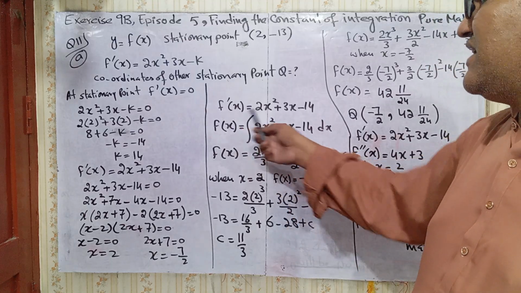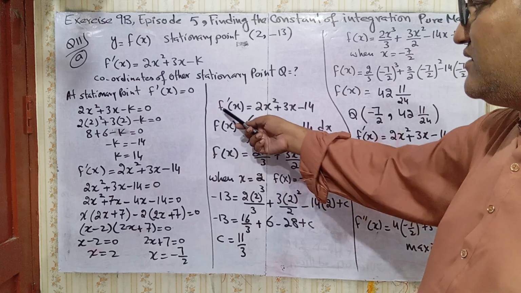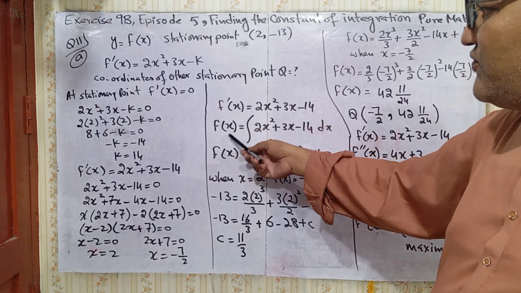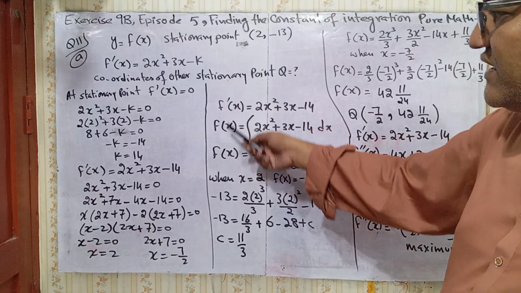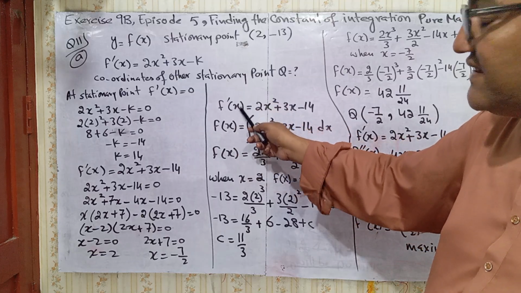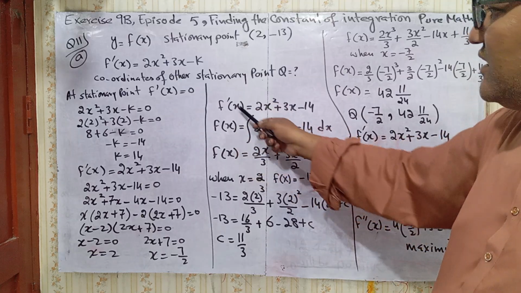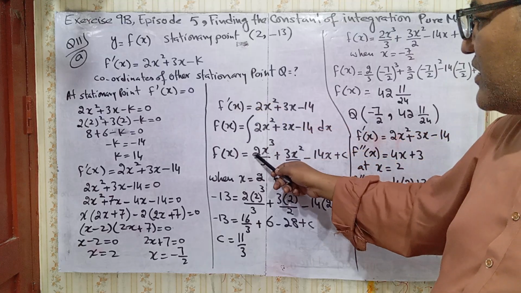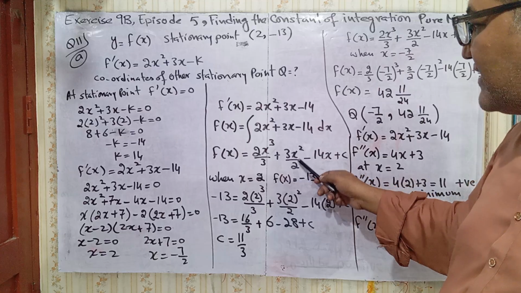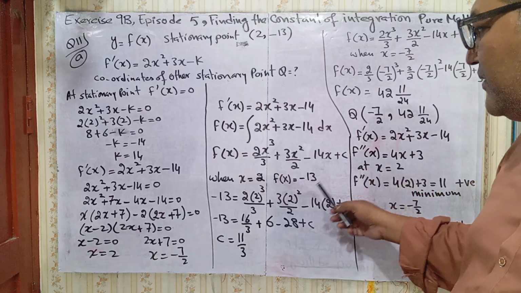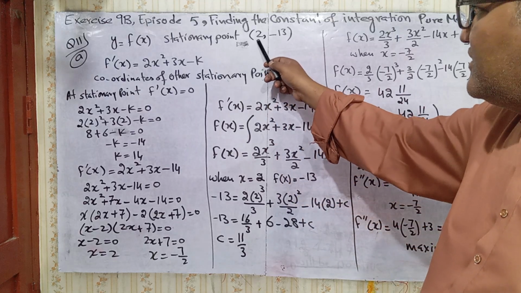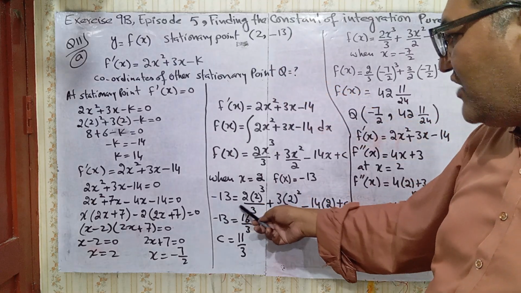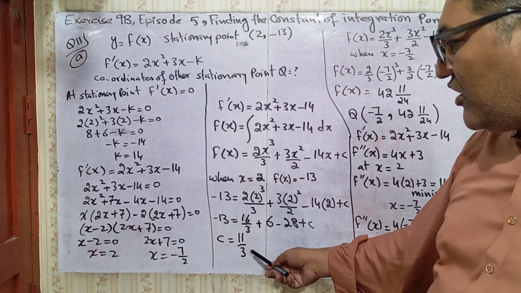Then I integrated this, f dash of x, the derivative is 2x squared plus 3x minus 14. So when you integrate this derivative, you get f of x. This is the symbol of integration, okay? So when you integrate this portion, this becomes 2x cubed by 3 plus 3x squared by 2 minus 14x plus c. I know this point. This is the x and this is the f of x. Just put these values here, and from here you can find the value of c.